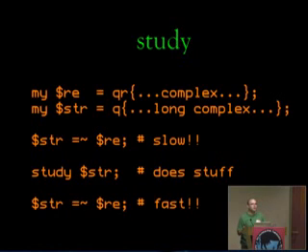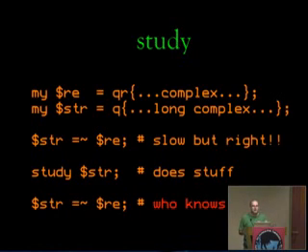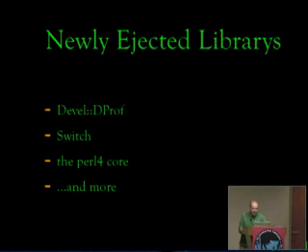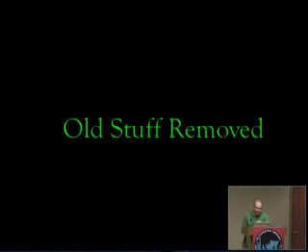If you know what study is, study's old behavior was to make your code slower and wrong. Study's new behavior is to do nothing except for look pretty. We have some new stuff in the core, like JSON. JSON's in the core, hooray! We got rid of some stuff, like switch, and all the old Perl 4 libraries. They're still on the CPAN, they're still there, it's cool, but they're not in the core anymore.